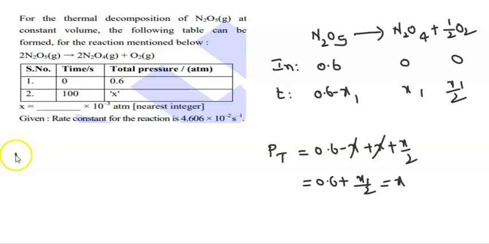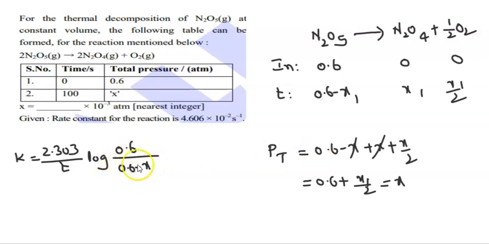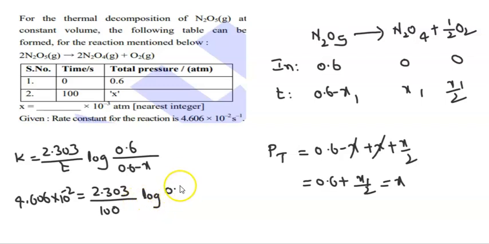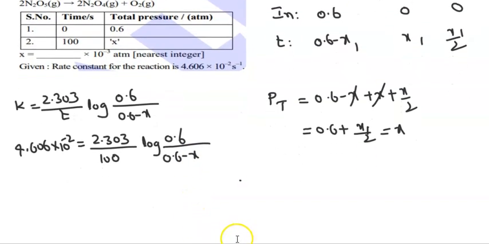So the first order integrated equation, k is equal to 2.303 by time t log initial pressure 0.6 by the final pressure 0.6 minus x for the reactant. So the k value is given as 4.606 into 10 to the power of minus 2 is equal to 2.303 by time t, that will be taken as 100, into log 0.6 by 0.6 minus x.